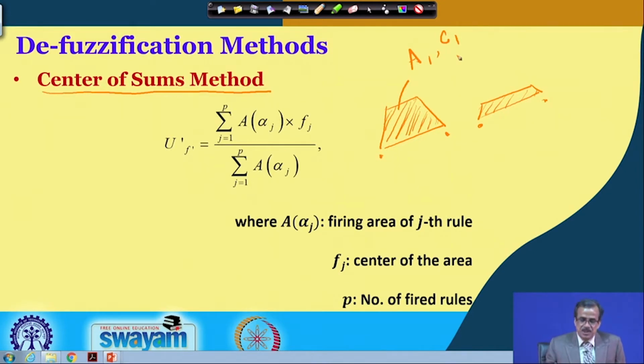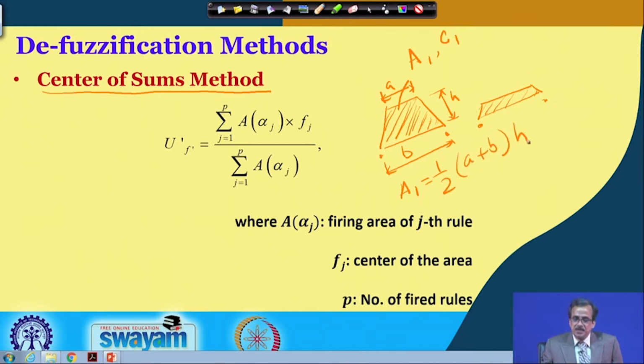Now, for this trapezium, very easily we can find out the area. If I know this particular dimension, say A, and this dimension, say B, and if I know this H, then very easily I can find out that A1 is nothing but half (A plus B) multiplied by H. So, very easily you can find out the area of this particular trapezium, and the center of area along this particular direction.